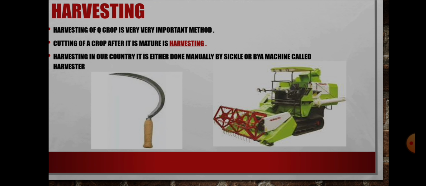Harvesting. Harvesting is the main practice. The crop will come to maturity in 3 to 4 months. It is needed to cut the crop at the correct time. Harvesting of a crop is a very important method. Cutting of a crop once it is matured is harvesting. Harvesting in our country is done either manually or by machine.